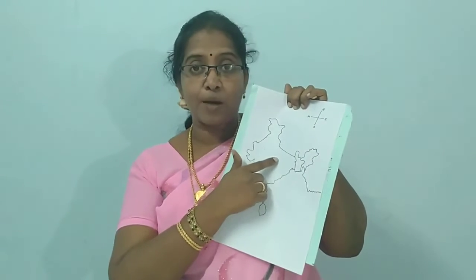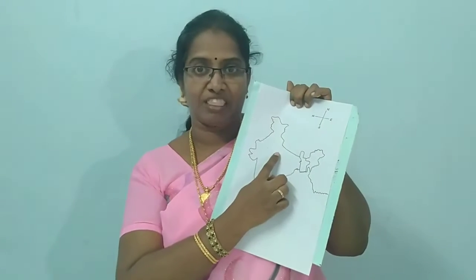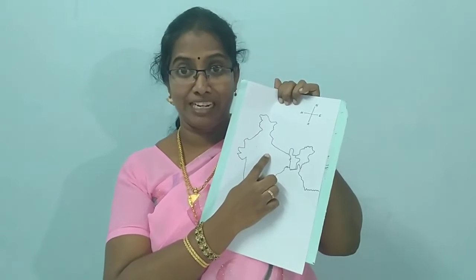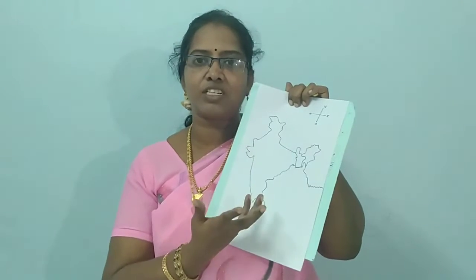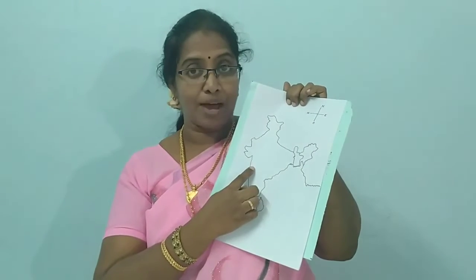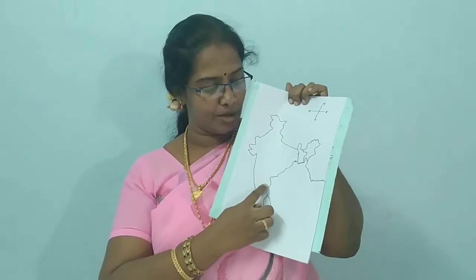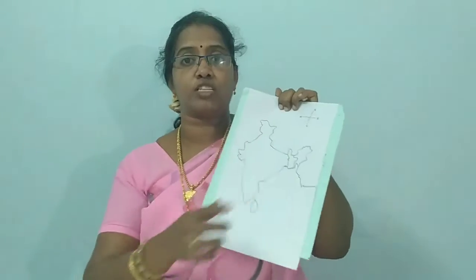Then if we take the central part of India, three areas: Jharkhand, Chhattisgarh as well as Madhya Pradesh. We can easily mark the central part of India. Then if you take the southern part of India, it is available in Maharashtra, Karnataka, Kerala, Tamil Nadu, Andhra Pradesh and Telangana also.